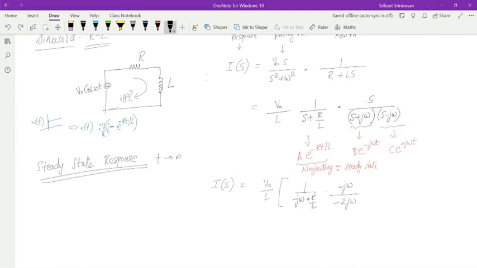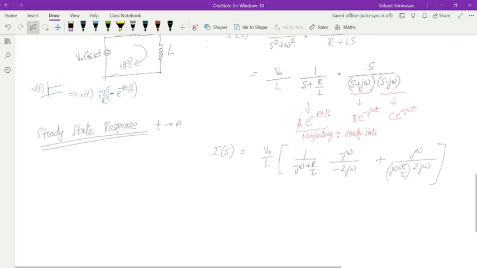Similarly, in the next case I'm finding the residue of the s minus j omega term. So I should now put s equal to j omega in the remaining terms. The numerator becomes j omega, the denominator is 2j omega, and the last term is j omega plus R by L over here.